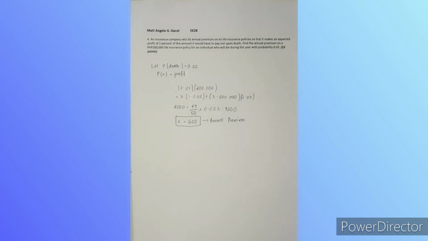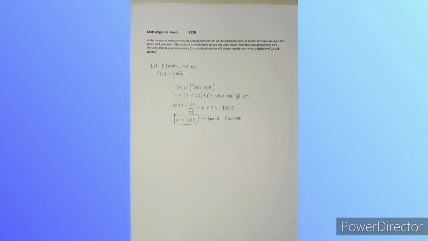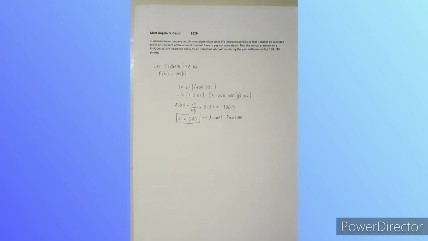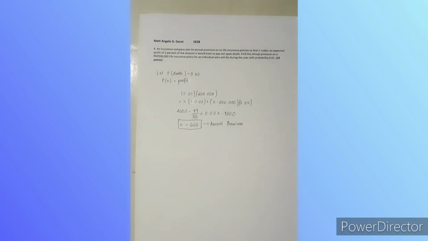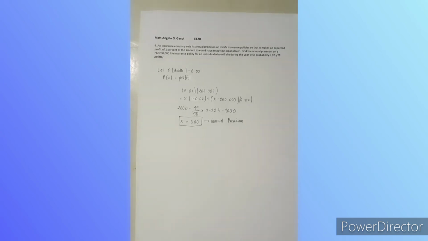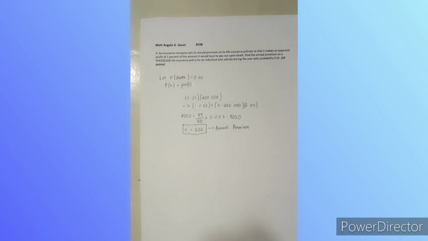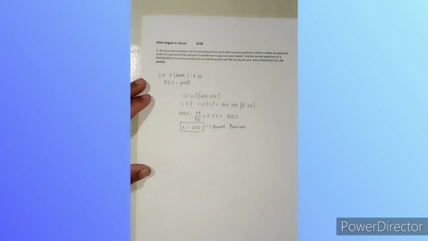So next, for number 4, an insurance company sets its annual premium on its life insurance policy so that it makes an expected profit of 1% of the amount it would have to pay out upon death. Find the annual premium on a 200,000 Philippine peso life insurance policy for an individual who will die during the year with probability of 0.02. So let the probability of death equal 0.02.